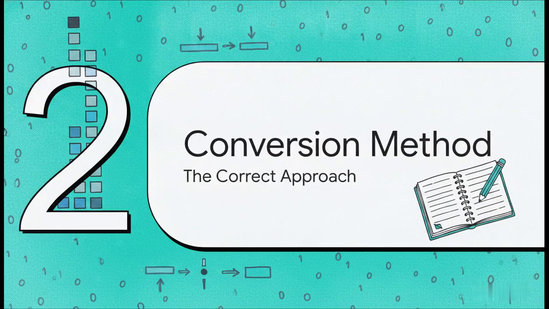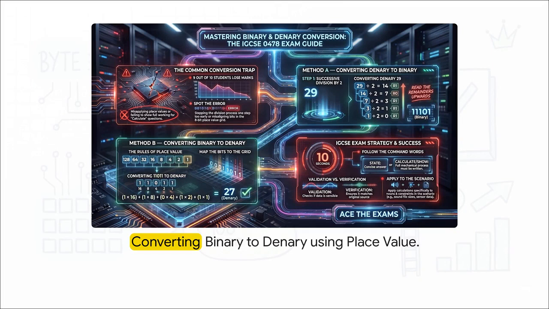All right, moving on to Section 2, the right conversion method. Let's see how our physical analogy of bits filling up translates into the mechanical methodology you absolutely have to use for the IGCSE exam. Let's start with converting binary to denary. The golden rule here, always map your bits to the standard 8-bit grid. You just write out your place values from left to right, 128, 64, 32, 16, 8, 4, 2, 1. Each value is exactly half of the one before it.